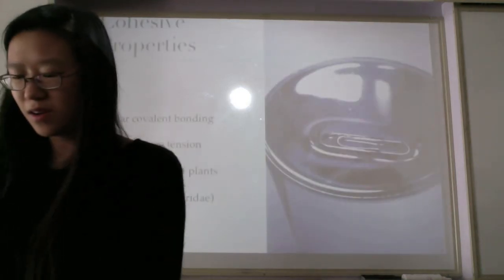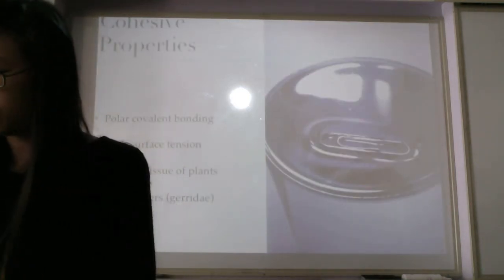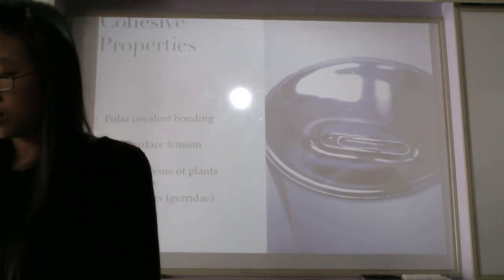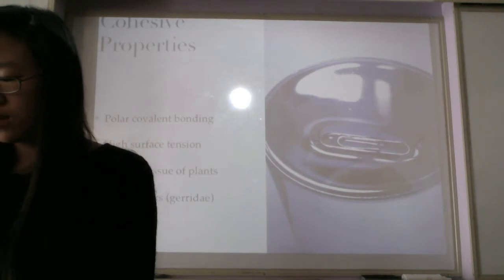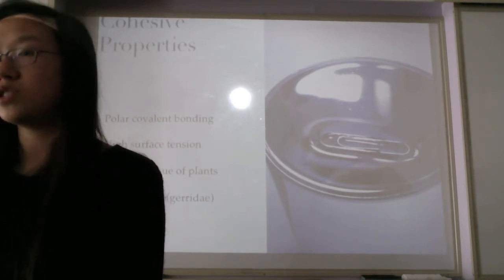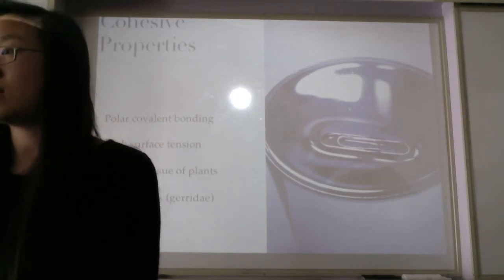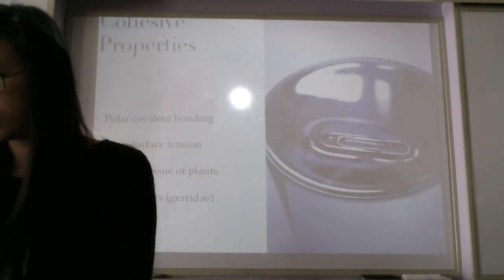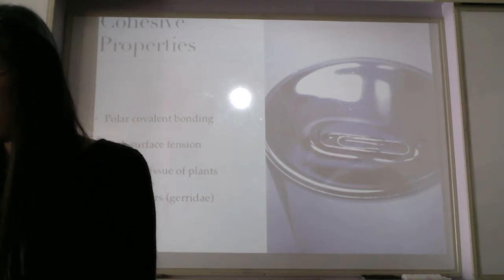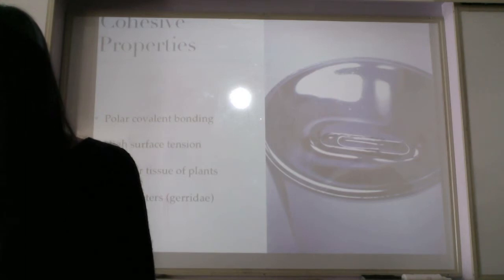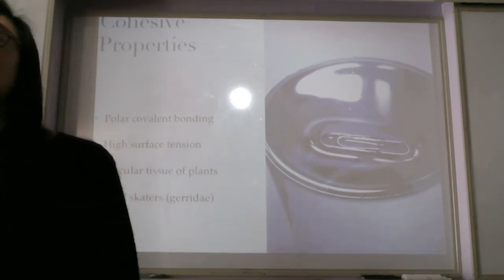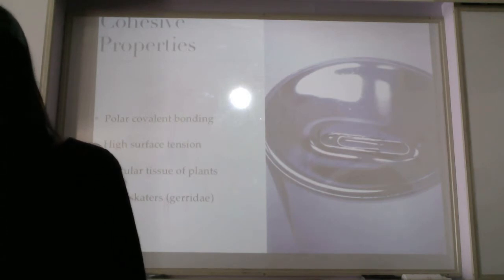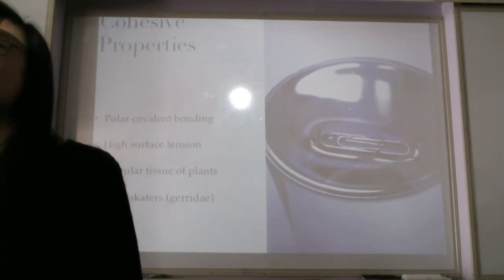Water molecules are also attracted to each other due to polar covalent bonding. Because electrons are negative, they are attracted to the oxygen, leaving the oxygen with a slightly negative charge and the hydrogens with a slightly positive charge. And these hydrogen bonds in water cause it to have high surface tension, as shown in the picture here. And it enables insects like pond skaters or Gerridae to live in such habitats.